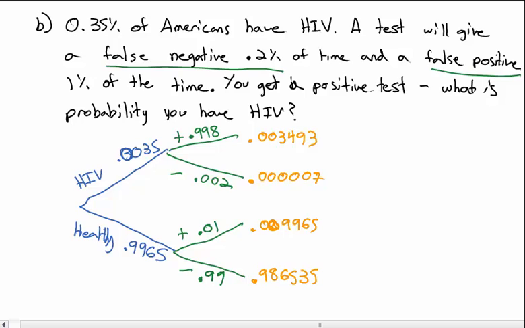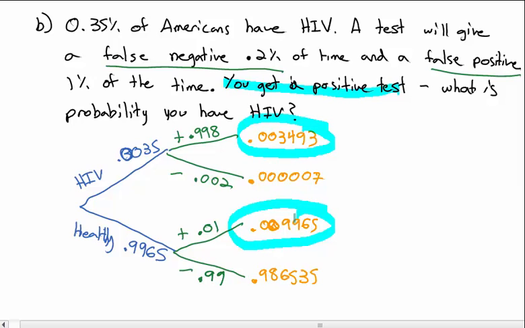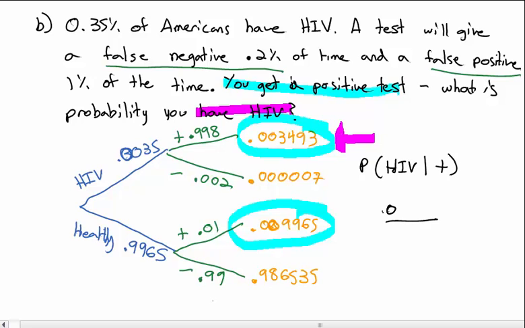We're going to circle the given information. You got a positive test. The positive test is here and here. We want to know what we're interested in, the probability that you have HIV. And that having HIV is only up here in the numerator. We're looking for the probability that you have HIV given a positive test. So the numerator is the probability of both, the 0.003493, divided by the probability of the given information. Those are the blue circles, 0.003493 plus the 0.009965.